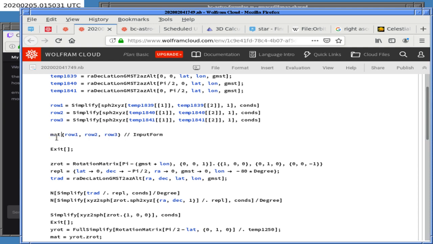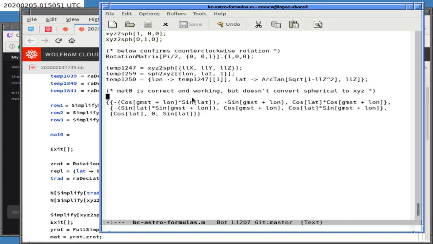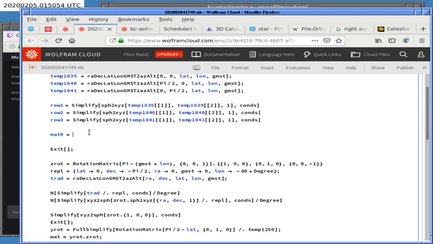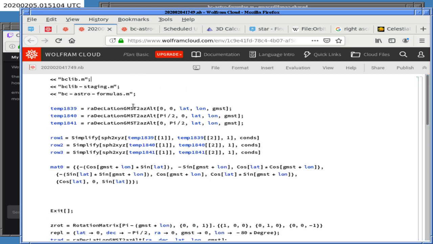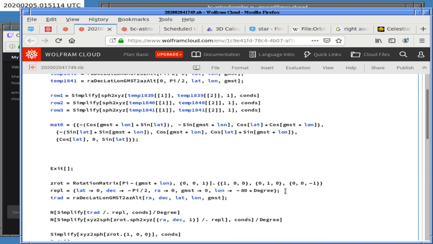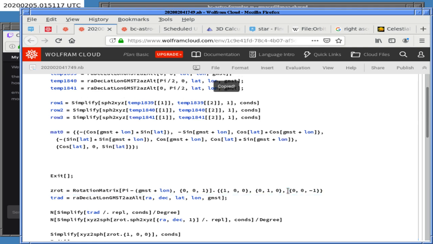And now we do want to run some tests here, I think, before we go too crazy. Actually, I want to get rid of row 1, row 2, row 3 as separate entities. I want to just call this mat 0 equals, and I just want it to be the raw result that we have here. Okay. And now we can compare what mat 0 does to what RA deck blah blah blah does. And for that we will need some REPLs. Yeah, we'll start with this one. This is not one of the more exciting ones, but you know. We take what we can.